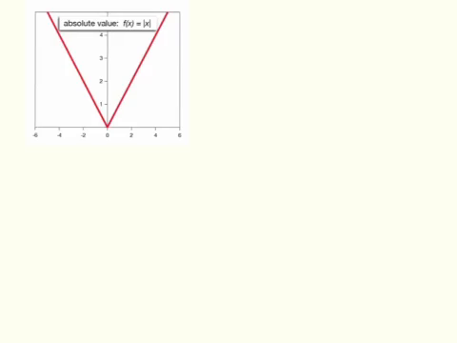So this is the absolute value parent function, y equals, or f of x equals, the absolute value of x. It's going to form this V. It looks like a V. It's like two lines that come together to intersect at this point, and this point right here is called your vertex. And for the parent function, it's 0, 0. For all other absolute value functions that we graph, it'll be h and k.